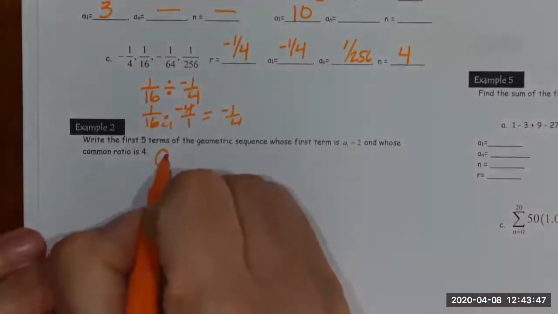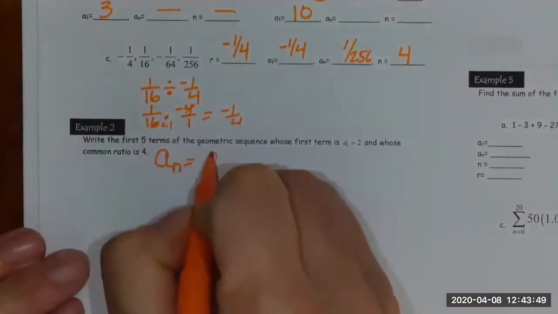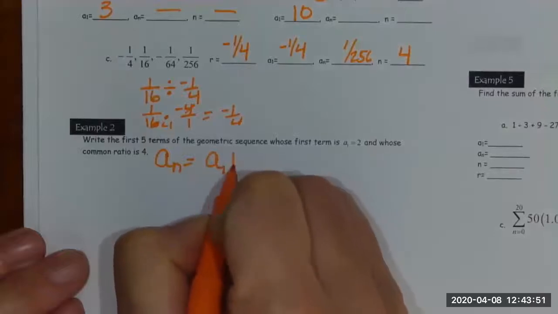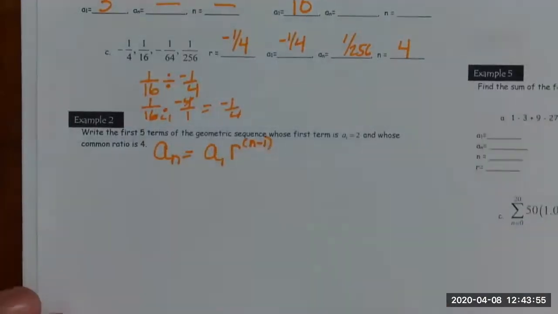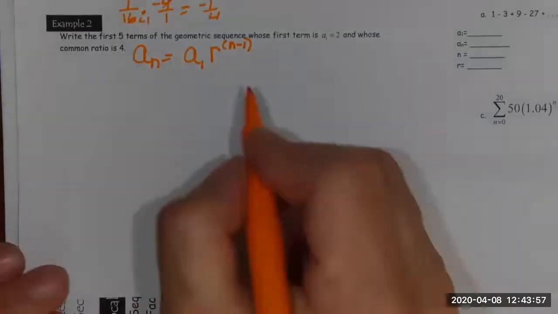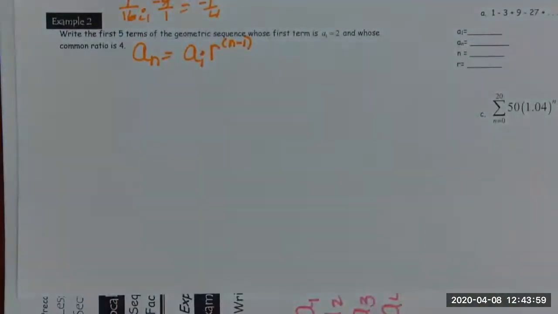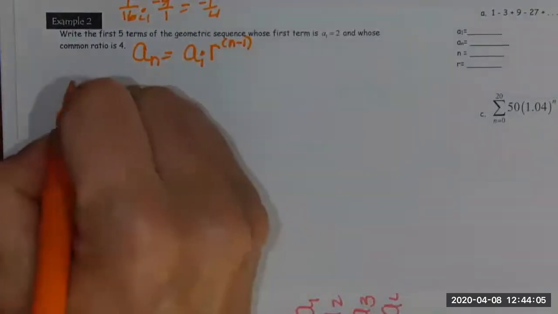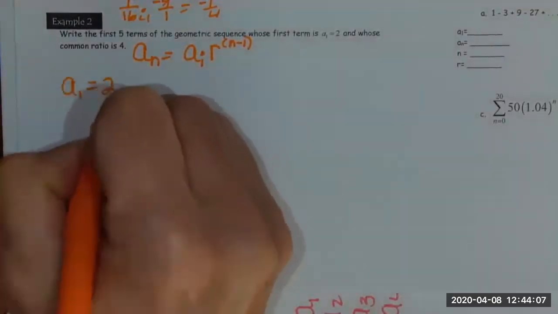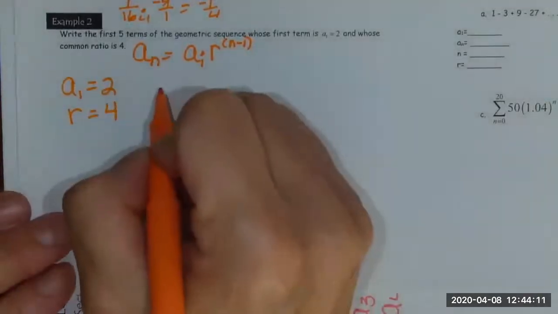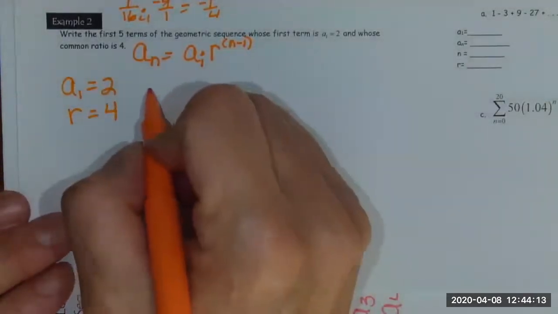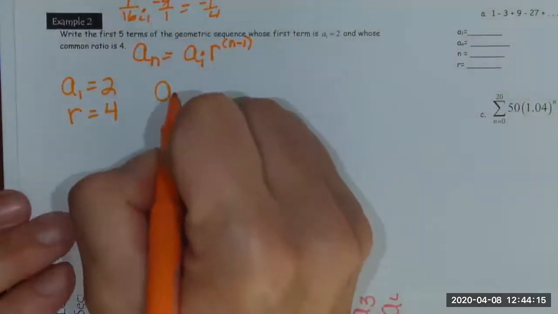And our formula, as you can see, is A1 times R to the N minus 1. Okay, so the variables you need this time are A1, R, and N. So write the first 5 terms of a geometric sequence whose A1 is 2 and R is 4. Well, this is easy to do, right? We can do this.